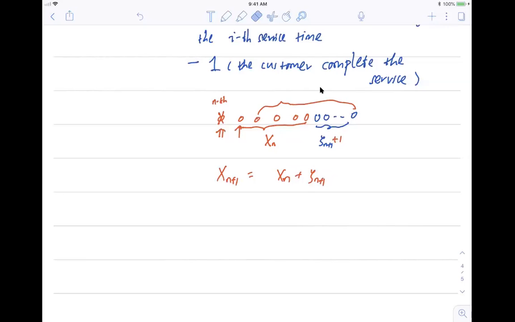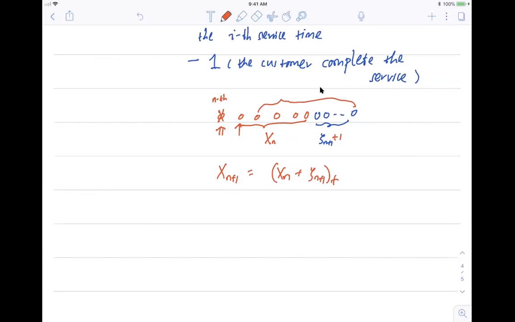But sometimes this can be minus 1, so that's why we put a positive part there. Okay, so this is true now. But we can think of it like the following.